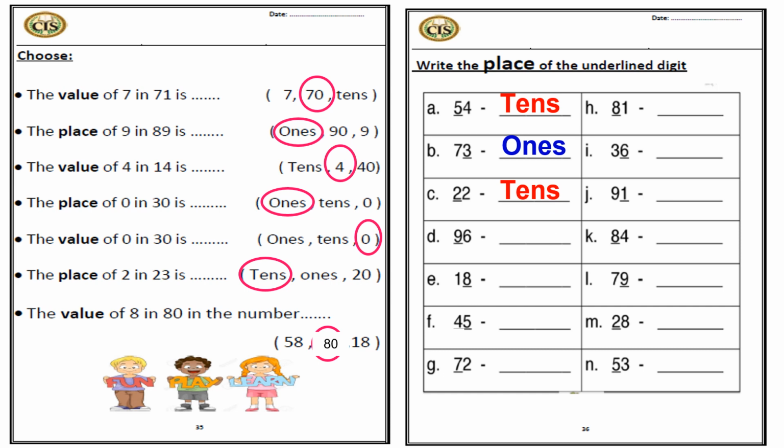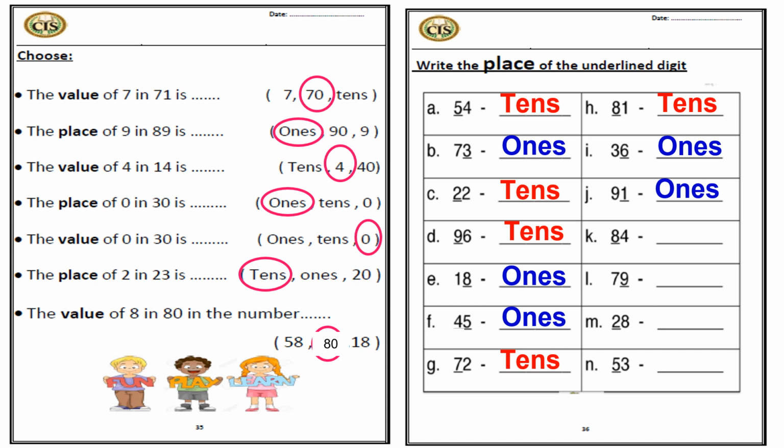96. 9. In which place? Mr. Tens. 18. 8. In which place? Ones. 45. 5. In which place? Ones. 72. 7. In which place? Tens. Here, 81. 8. In which place? Tens. 36. 6. In which place? Ones. 91. 1. In which place? Ones.